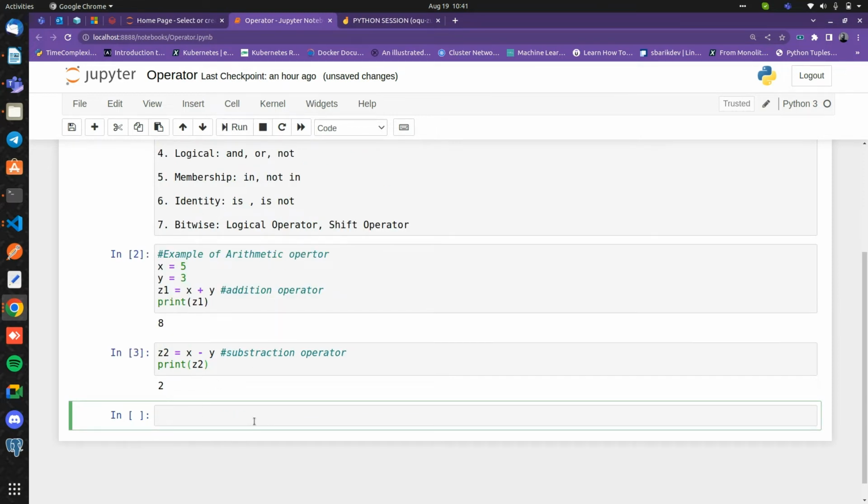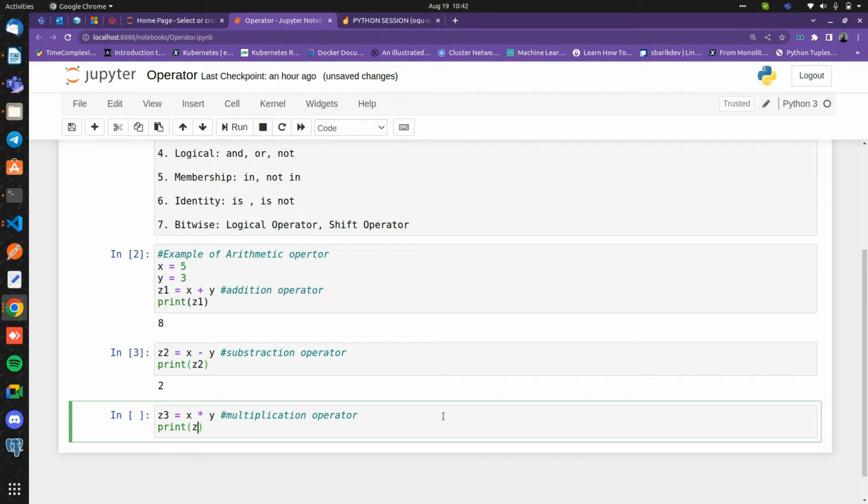And the next example is z3, say x into y. The asterisk symbol means multiplication. Okay, so this is called the multiplication operator. The asterisk means the multiplication operator, and the double asterisk means the exponential operator. Let's say 3 into 5 will give me the output as 15.